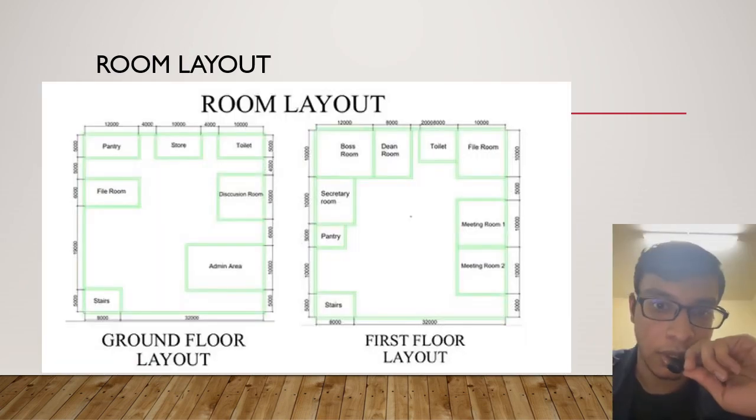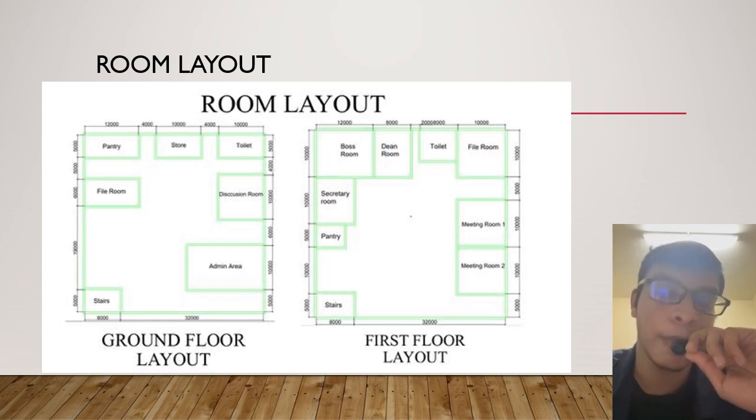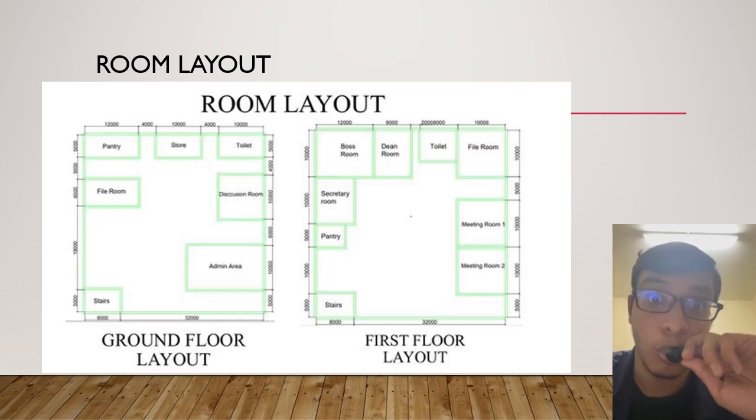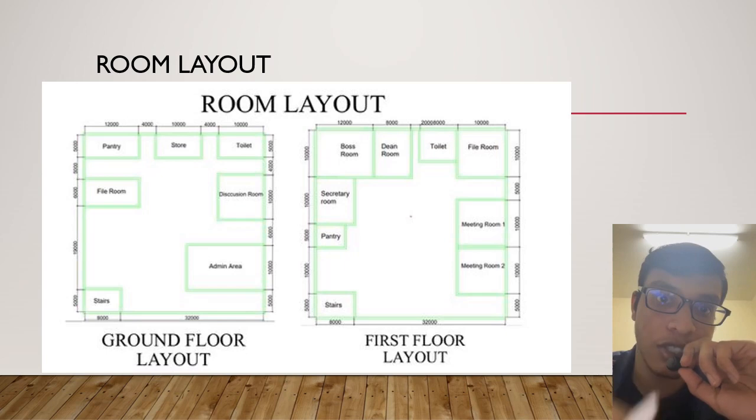Okay, the first layout that we're going to see is the room layout. This room layout differentiates what kind of room is located in which area, and we have 2 floors also. So for each floor, how many rooms have been separately attached. First, let's see the ground floor.